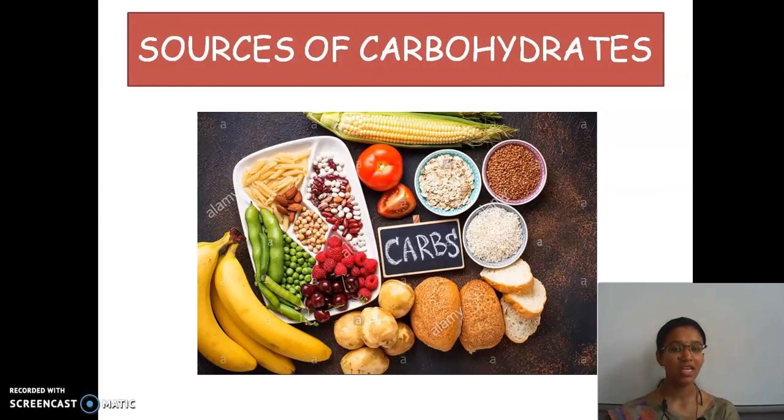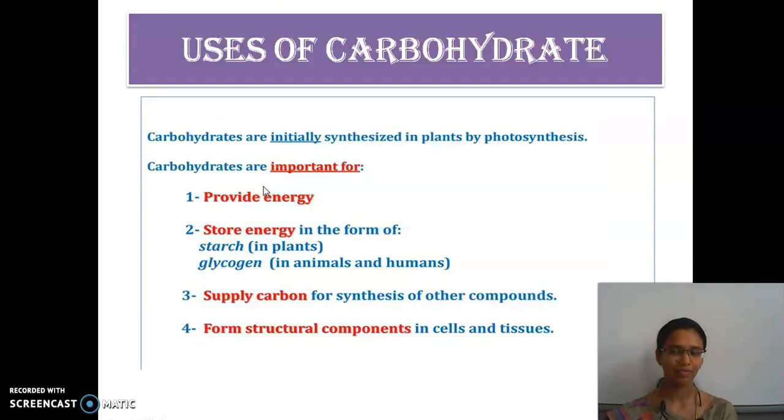So these are the sources of carbohydrates: potato, banana, rice, tomato, corn, peas, nuts, and bread. These are the sources of carbohydrates.